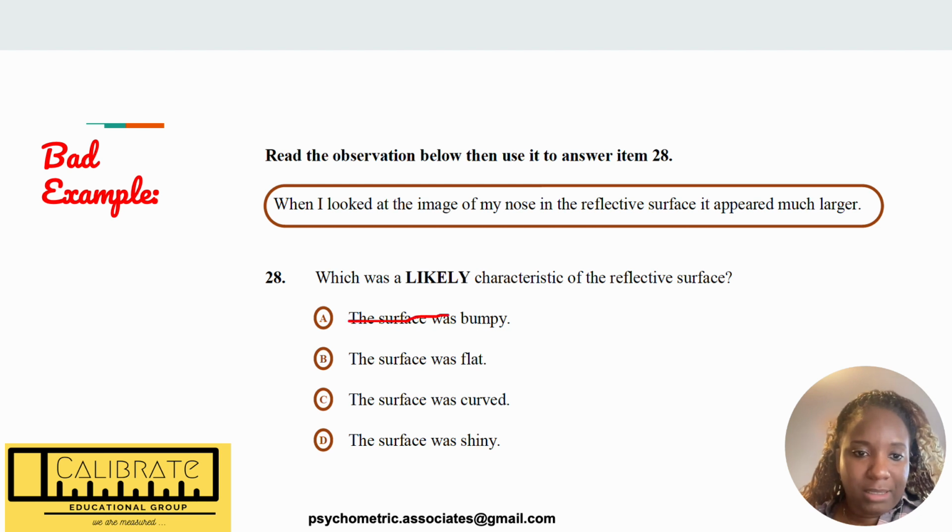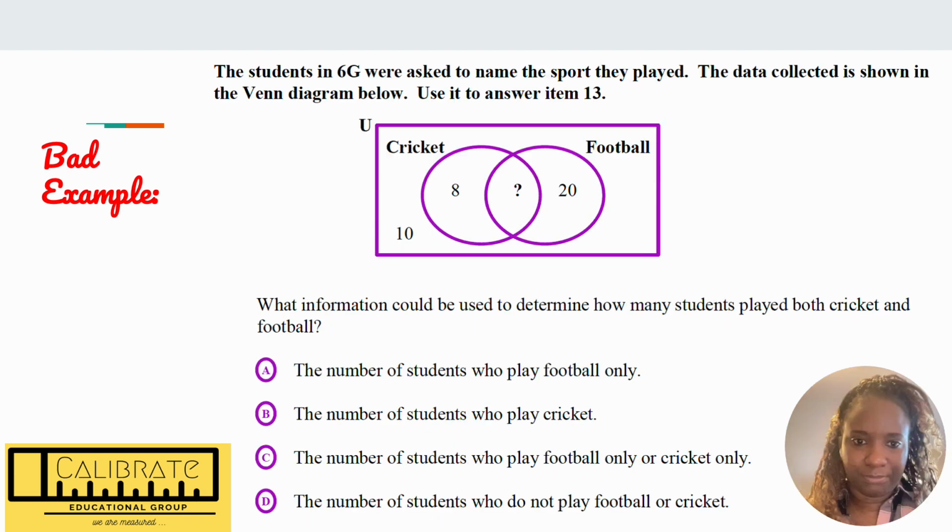Now, what all this repetition does is to increase the cognitive load on the student, and so we want to remove all of this. And again, as we say, we could add it to the stem. So here we could write the surface was, and then in the distractors we just have bumpy, flat, curved, and shiny. So we're on to our final example.